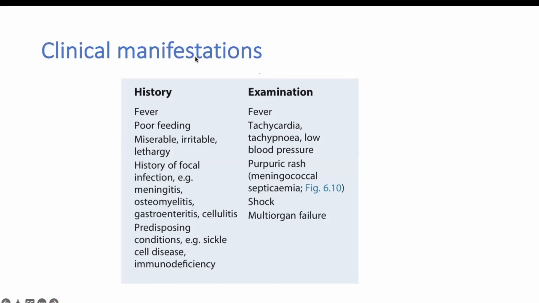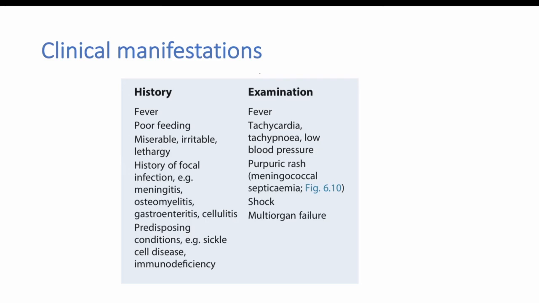So what's the usual clinical manifestation of sepsis, septic shock? So unspecific. Sometimes the patient will have fever, poor feeding, irritability. Some of the patients will have a focus of infection, so they will present with meningitis, and we will come to that. And some patients will present with osteomyelitis plus sepsis. Some patients will have gastroenteritis plus sepsis, cellulitis. So it depends on the presence of a focal infection, or sometimes it's unspecific symptoms.